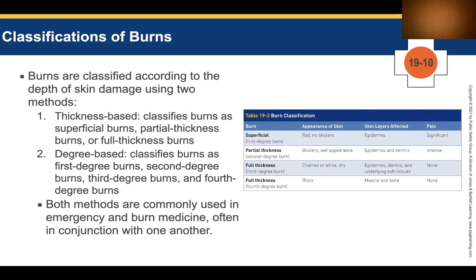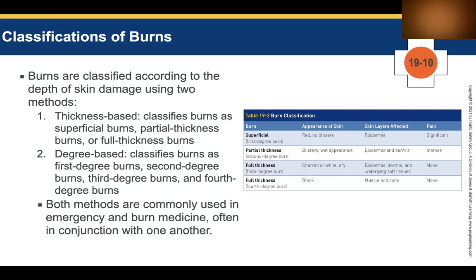It's two different ways of classifying the same thing. We're talking about how deep the burn went. Is it superficial? Is it involving the underlying layers or all the way through? So personally, I think it's better to talk about superficial, partial thickness, full thickness, as opposed to first, second, third degree. It gives a better indication of how involved and how deep the burn is.